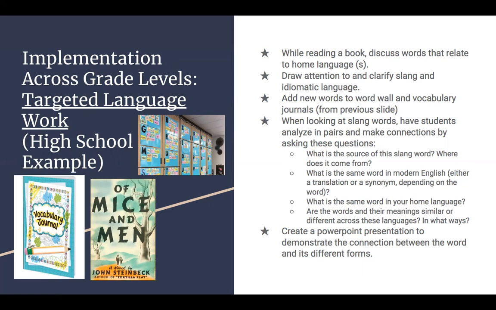So what students will do is they will analyze the words and they will add a new word to the word wall and also to their vocabulary journals. So this is what we discussed in our previous slide with vocabulary journal. So when looking at the slang words, have students analyze in pairs and make connections by asking these questions. These questions are pulled right from the book. I did modify it so that one question was a little more generalized.